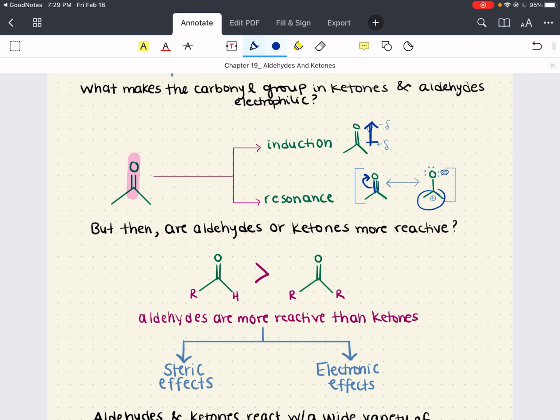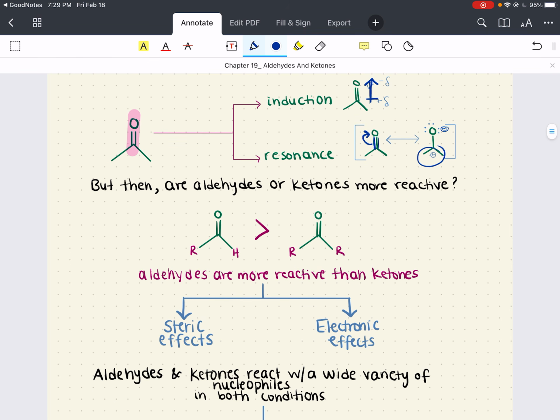Now the second question we want to ask: okay, cool. This carbonyl group in aldehydes and ketones, the carbon is very electrophilic. It's going to be attacked by nucleophiles. But hey, are aldehydes or ketones more reactive? And the answer is aldehydes. Why? Well, this observation can actually be explained in two ways: steric effects and electronic effects.